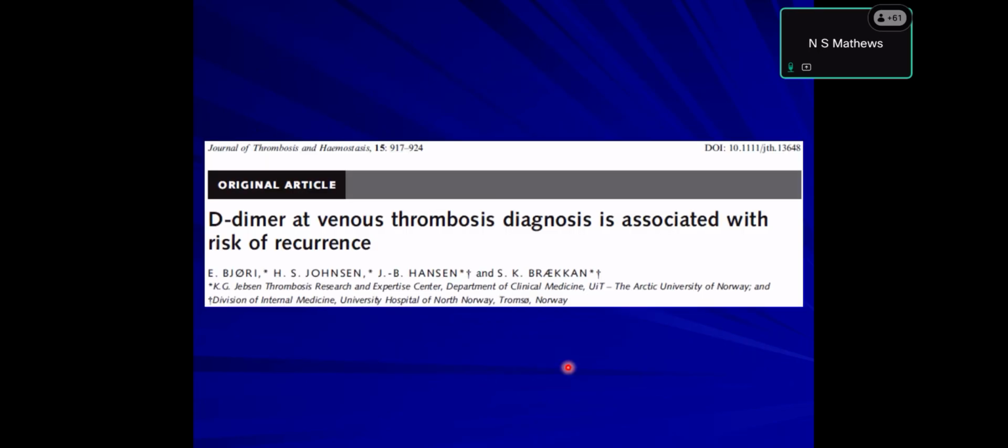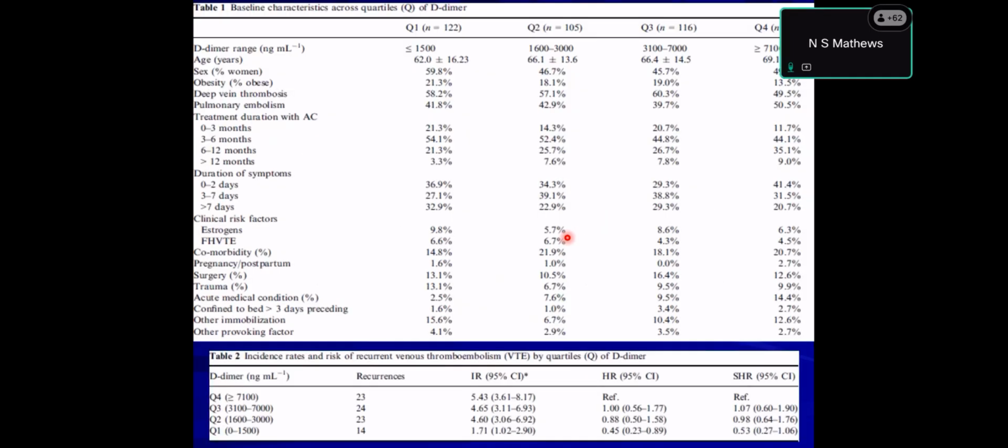So furthermore, there are more articles which tell you how the D-dimer at venous thrombosis diagnosis is associated with the risk of recurrence. I'm not going into the details of this very busy table, but just to tell you that this was one where they categorized the patients into quartiles based on the D-dimer levels, which is something like this. 0 to 1,500 is quartile 1, and then 1,600 to 3,000, 3,000 to 10,000, and more than 7,000. And they looked at the incidence rate and the hazard ratio. You can see that anyone that's 0 to 1,500 has the least incidence rate and hazard ratio, and how it increases as the D-dimer goes up.